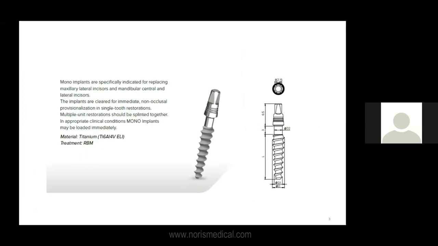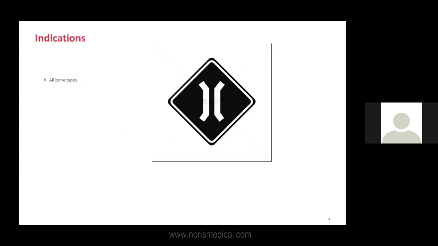As to the definitions of the FDA clearance, we have to clarify that when immediate loading is done on one tooth, you have to, of course, make a non-occlusal provisional, because otherwise it will have no chance to survive. And of course, when we have several implants in the same jaw, we must connect the implants together, in order to give the system the chance to work together, as splinted implants when they are loaded immediately.